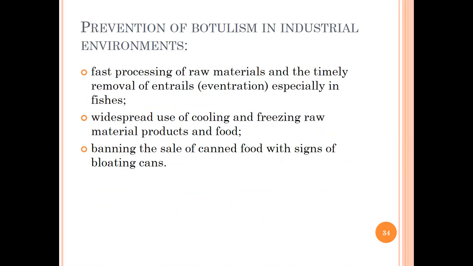When cooking food in the food industry, they need to provide fast processing of raw food and timely evacuation when cooking meat. Widespread use of cooling and refrigerators when dealing with raw materials, and it's forbidden to sell conserves with a sign of blood. It's bloating.